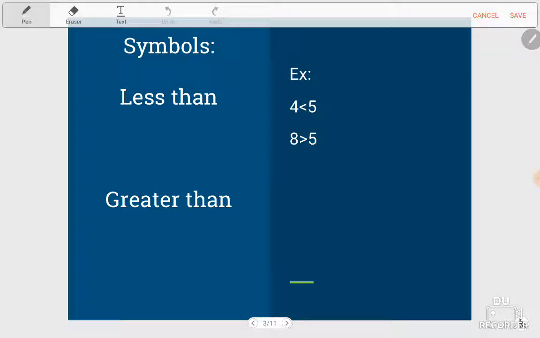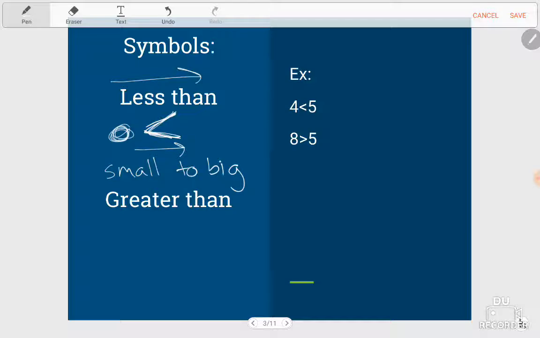As far as symbols go, for less than, it looks like this. Think about, we read from left to right, right? So as you read this sign, you go from small to big. Whatever's over here is smaller than what's over here. So it goes from small to big.